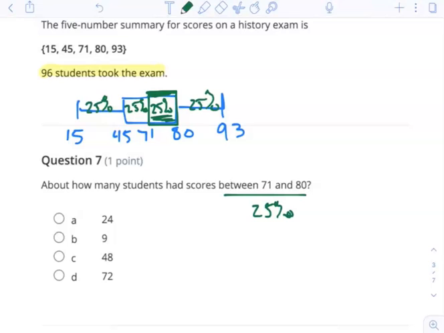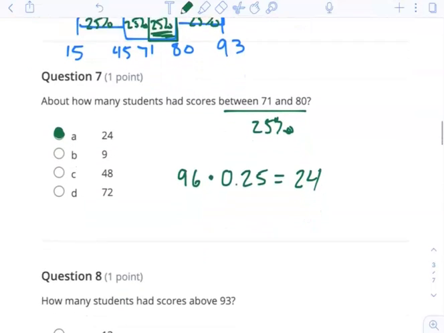So what we need to do is we need to take how many people took the exam, and we have to multiply it by the percentage of those people. So 96 times 0.25 gives us the amount of actual people in between those two. Oops, typo. 96 times 0.25 is 24. So there's 24 people that scored between 71 and 80. So let's try another one like that.